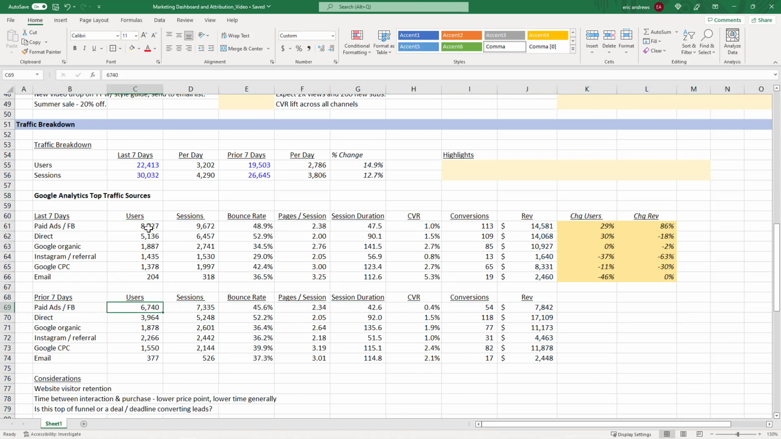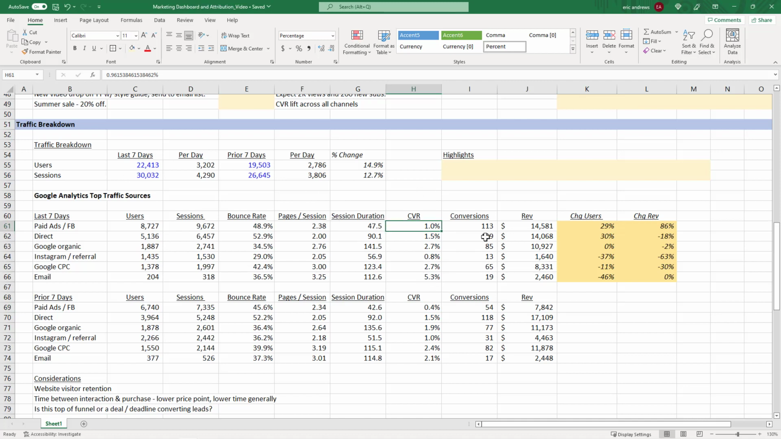So overall, the users from Facebook and the sessions were up. You can also see that our bounce rate was steady, and that's the percentage of people that basically go to the website and just leave. Pages per session, steady. Average session duration, about 45 seconds. But the CVR, as we said, is the conversion rate. Conversion rate was 0.4% in the prior 7 days, and now it went to 1%. So that's actually a very, very big increase in the conversion rate.